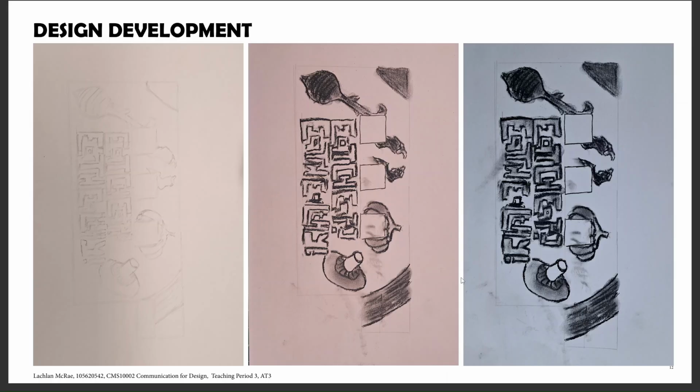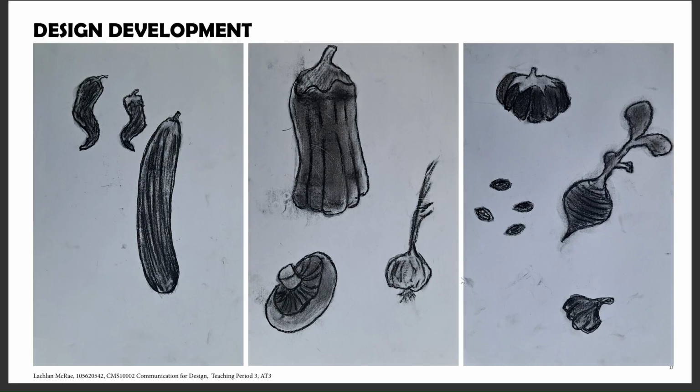Just some development of how I wanted that wall to look with the vegetables around it and using charcoal for the text and the vegetables. Some more development about the vegetables that I was going to be photoshopping onto. I just did a range of vegetables so I could pick and choose after that. They're all in charcoal and there's a bit of fine liner around them just to make them pop.